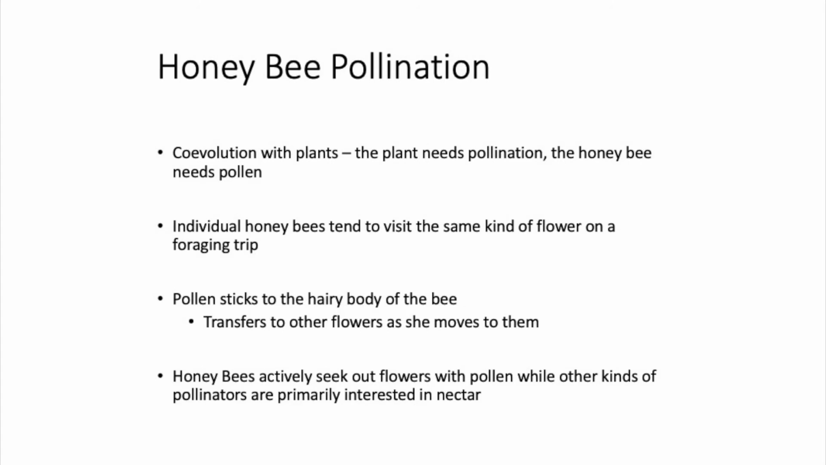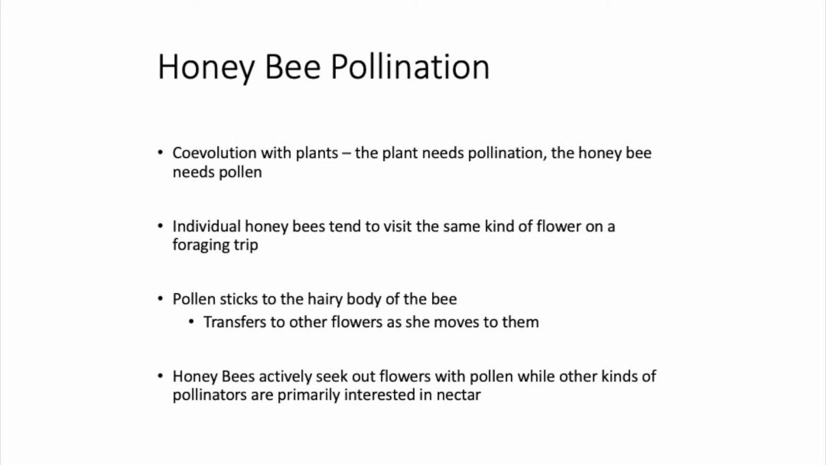Honeybee pollination has been a co-evolution with plants. The plant needs pollination and the honeybee needs pollen. You'll know that individual honeybees tend to visit the same kind of flower on a foraging trip. Once they have found a variety of flower they like, they will tend always to go back to it. Pollen sticks to the hairy body of the bee and transfers to other flowers as she moves to them.